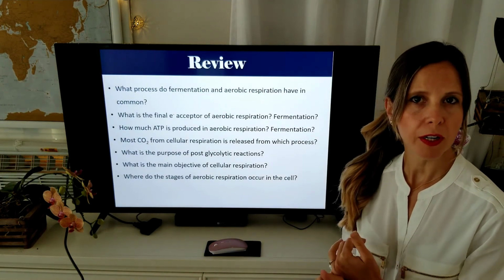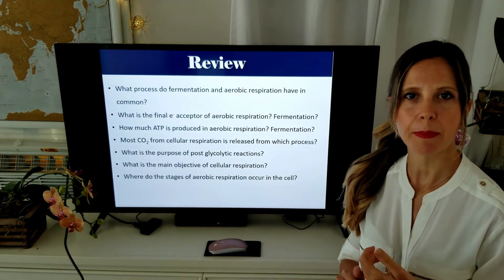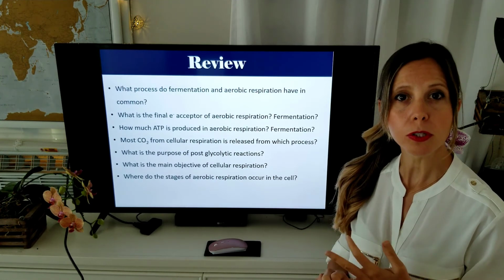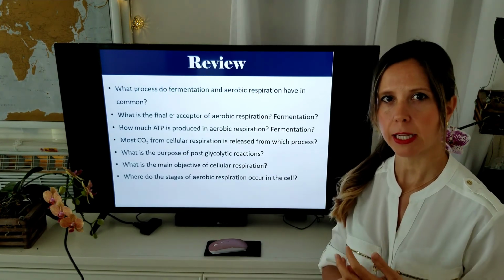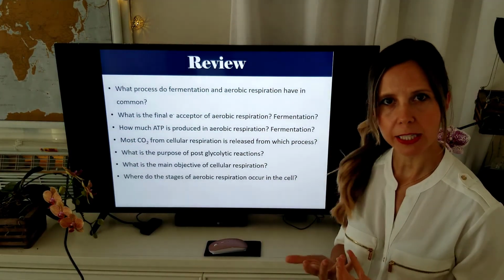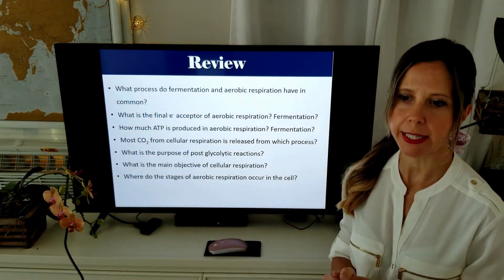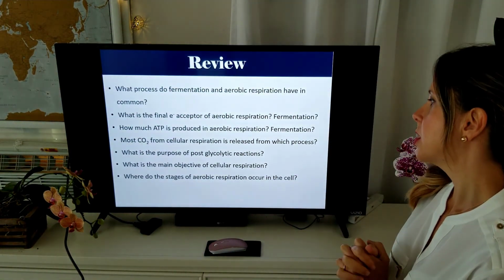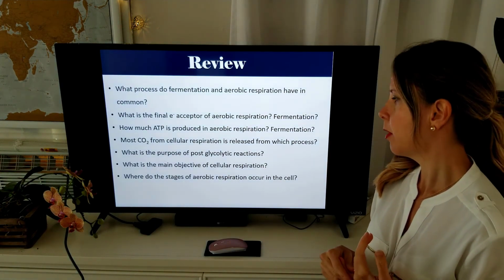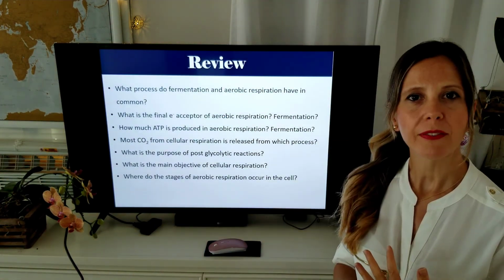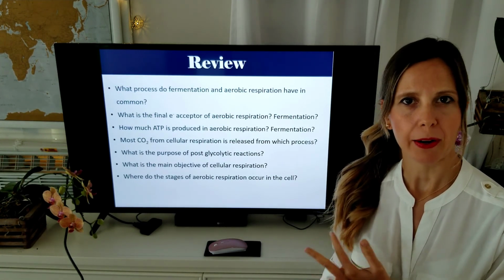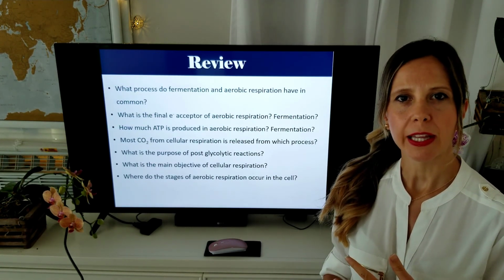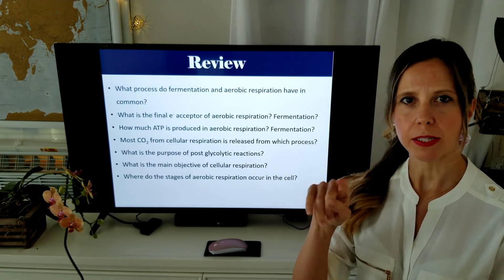Well, they're to get rid of the pyruvate so it doesn't build up and become toxic in the cells, but also to regenerate that NAD+ so that glycolysis can continue. What is the main objective of cellular respiration? To make ATP. And then the last question, where do the stages of aerobic respiration occur in the cell? We have glycolysis occurring in the cytoplasm, the Krebs cycle in the mitochondrial matrix, and then the electron transport chain is in the inner mitochondrial membrane.